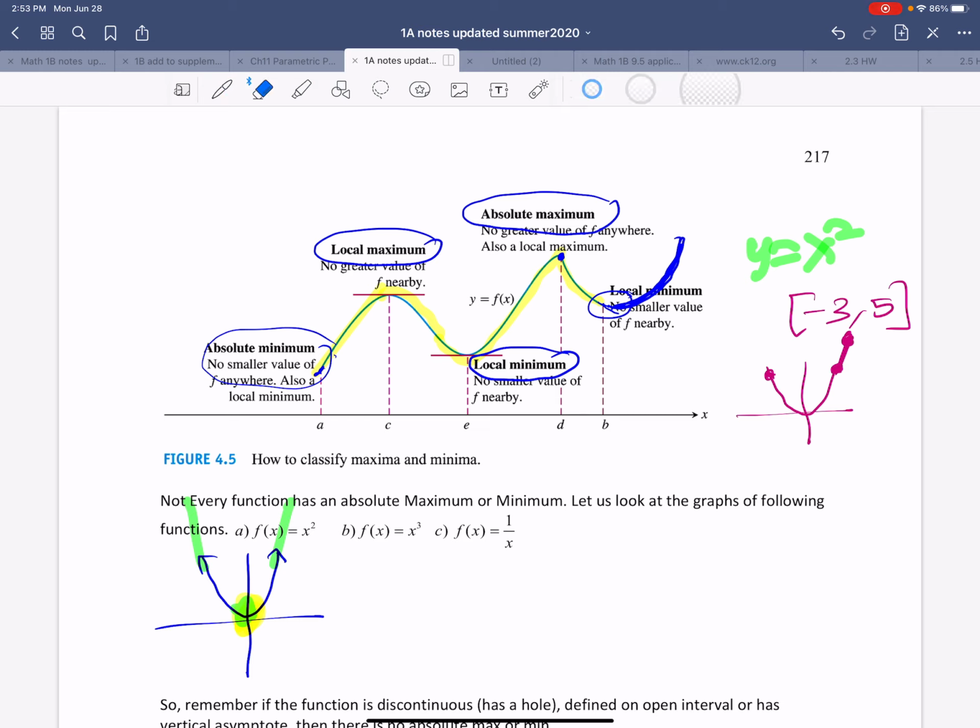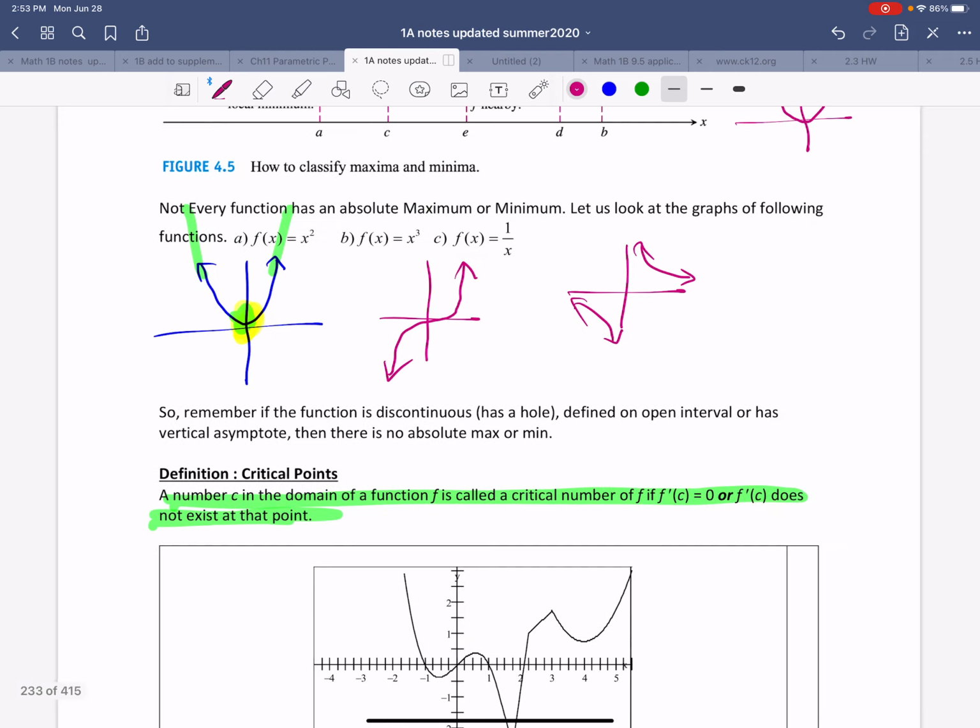Okay, f of x equals x to the third power. How does that graph look? That graph looks something like this. Does this have an absolute max? No. Absolute min? No. Local max? No. Local min? No. How about f of x equals 1 over x? Again, let's check this one, looking at the entire domain. No absolute max, no local max, no absolute min, no local min in this case.